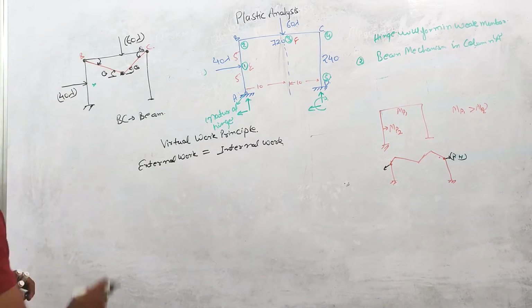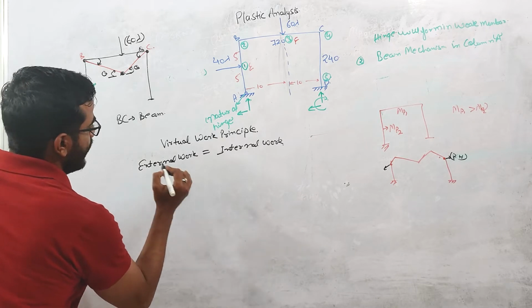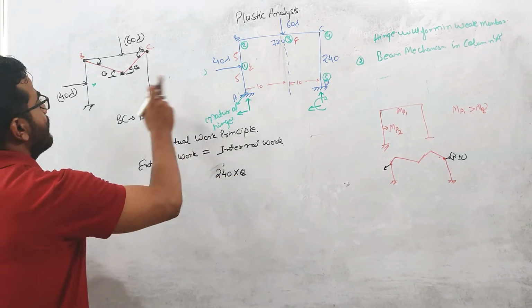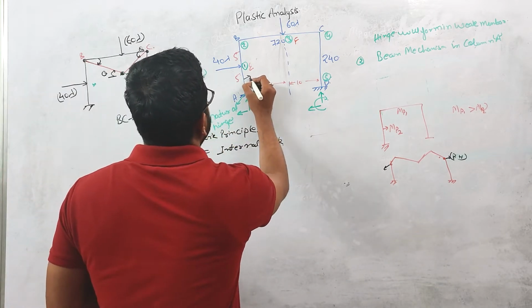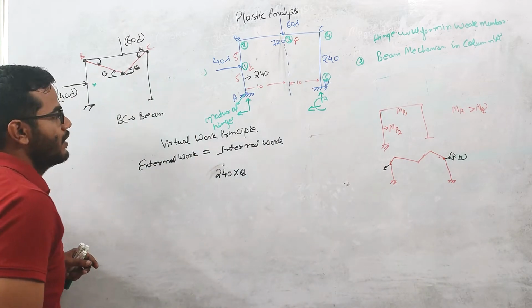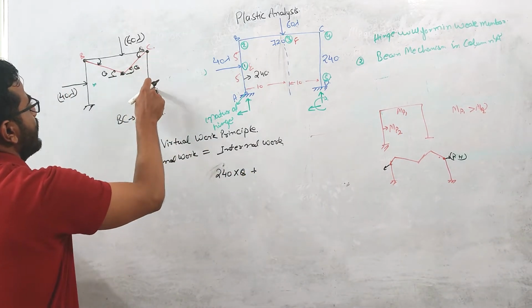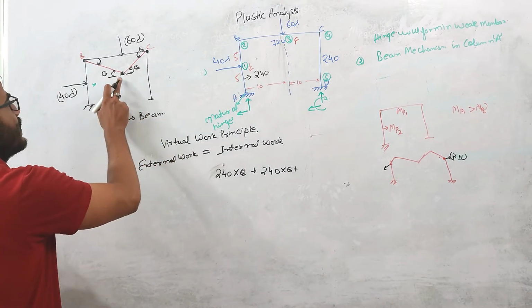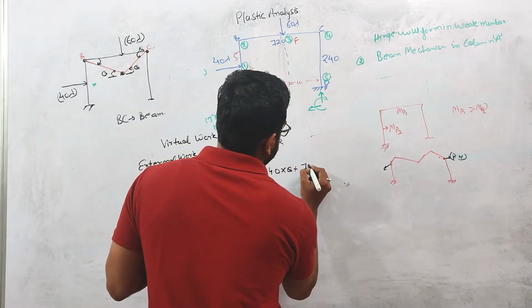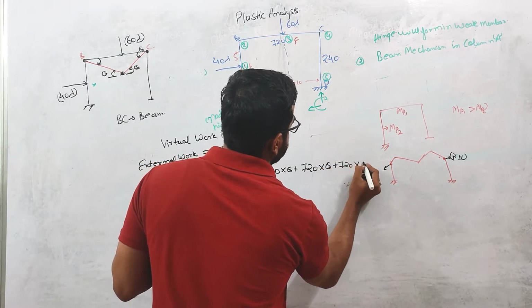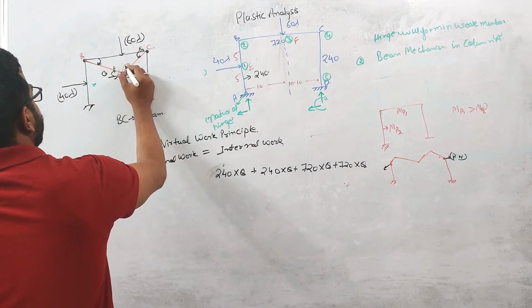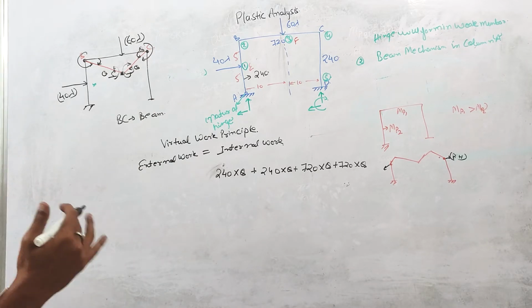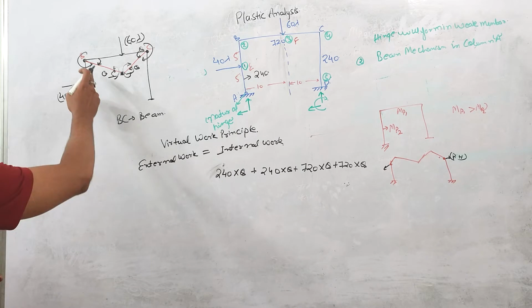At this point the plastic hinge is forming, so internal work will be 240 into theta. Why 240? Because the plastic hinge will form in the weak member, and the plastic moment capacity of this column is 240 and this beam is 720. Plus at this point the plastic hinge will form in this CD member, so again 240 into theta. Plus what about this point? The plastic hinge is forming in the beam, and the moment capacity of this beam is 720 into theta, plus 720 into theta. One moment will act in this direction, one moment will act in this direction. These are our plastic moments, and I have also shown the direction of these moments, how they are acting.